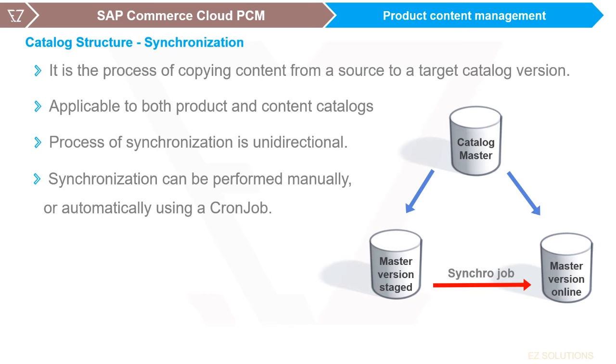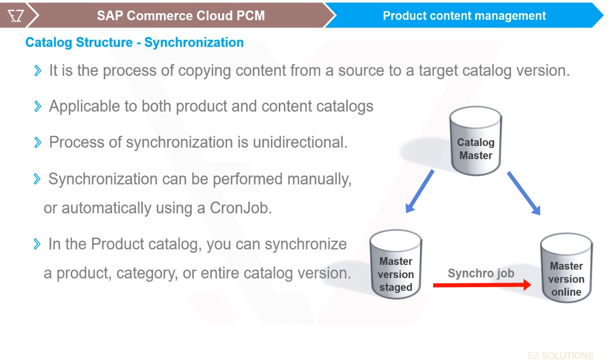In the product catalog, you can synchronize a single product, a category, or an entire catalog version. This allows you to selectively update specific parts of the catalog or synchronize the entire catalog all at once.